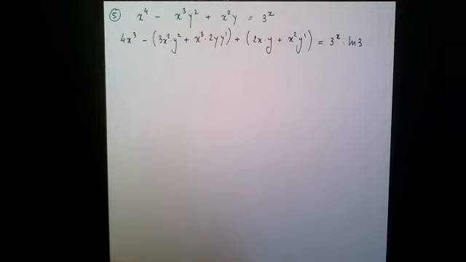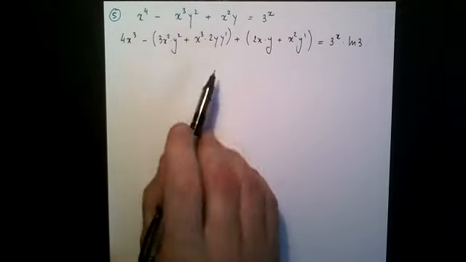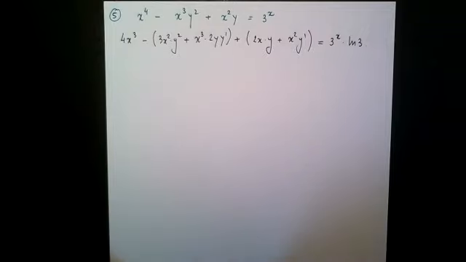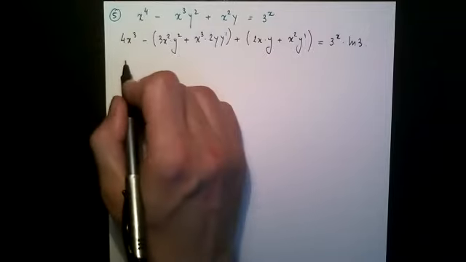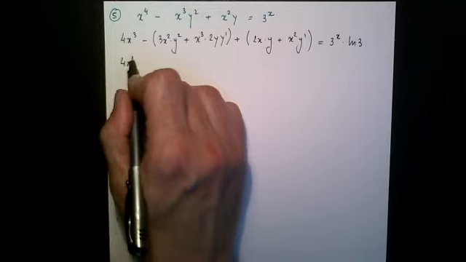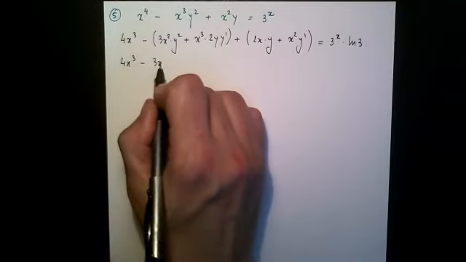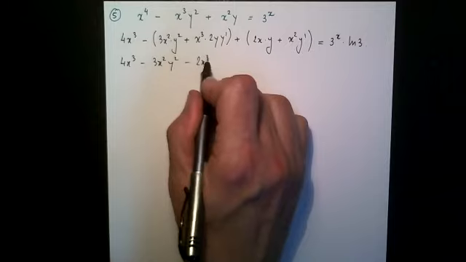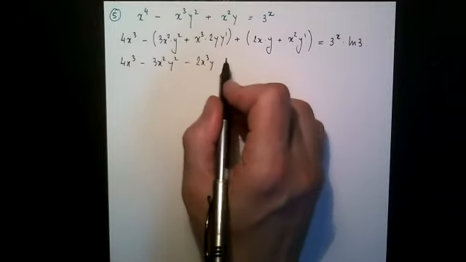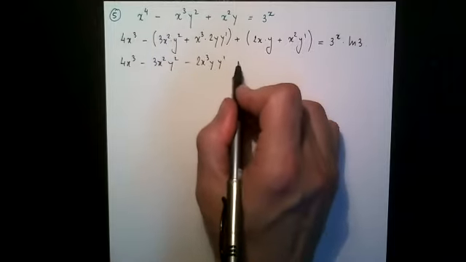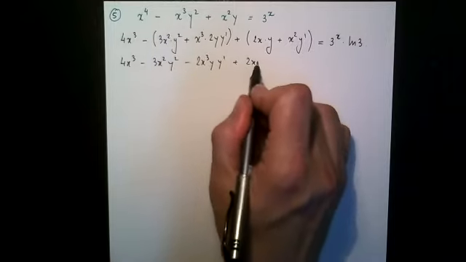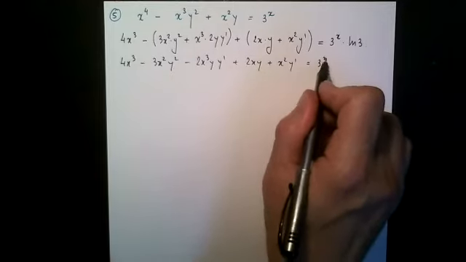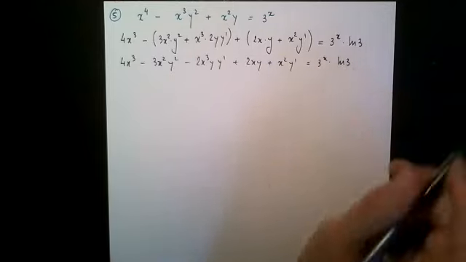Okay, now let's just do some algebra and isolate all the terms that have y prime, keep them on the left, send everything else to the right. So 4x cubed minus 3x2y2 minus 2x3y y prime plus 2xy plus x2y prime equals 3 to the x ln 3.